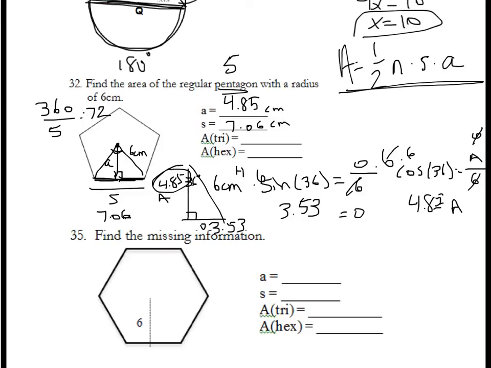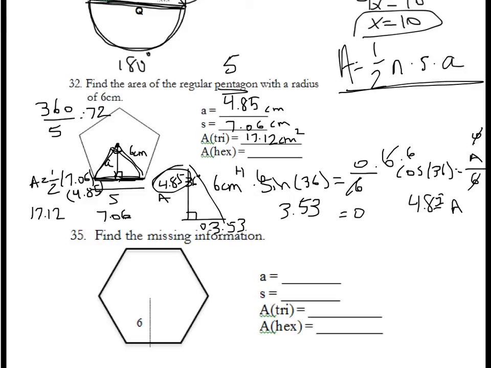And the area of the triangle, well, we have the base is 7.06. It's always 1/2 base times height, so 7.06 times the apothem, which was 4.85. Let's plug that in. So 1/2 of 7.06 times 4.85 gives me 17.12. 17.12 centimeters squared, because it's an area.